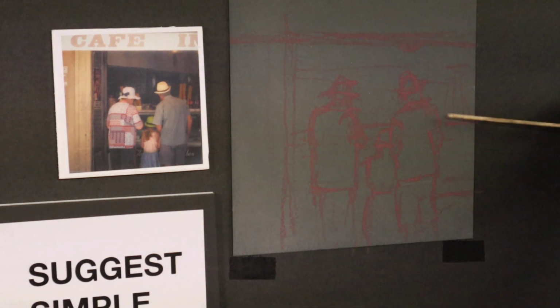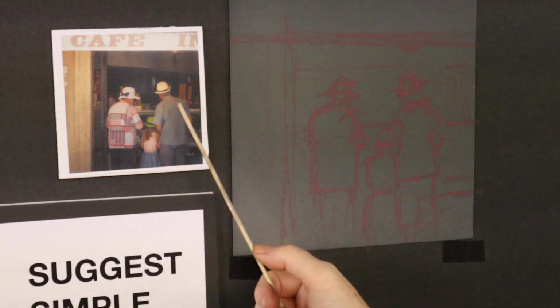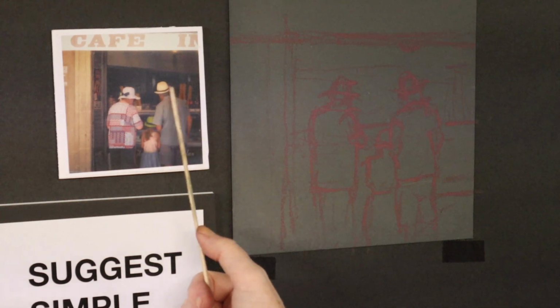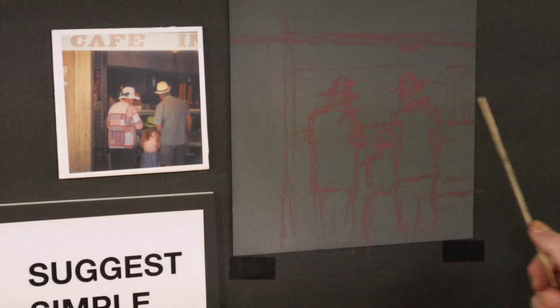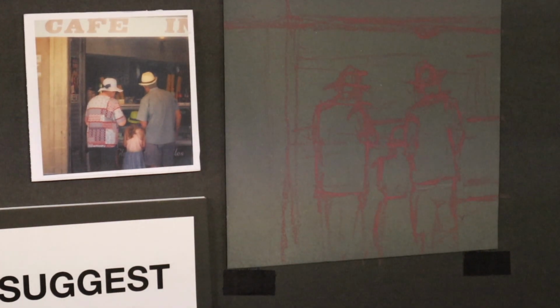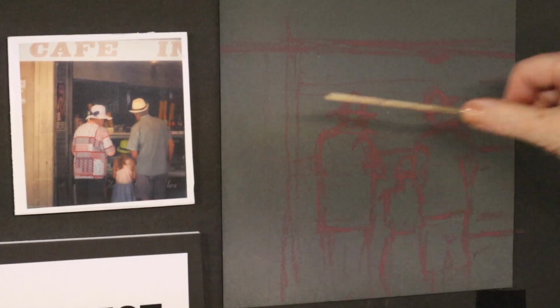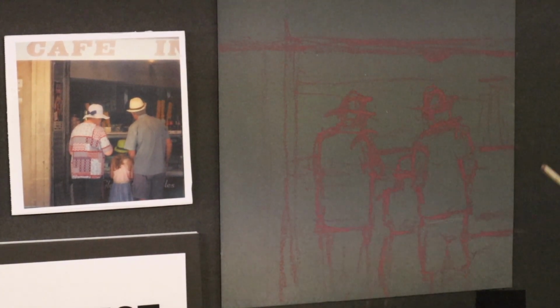So what I do is I just use this bamboo skewer, measure in the photograph, and find things that are similar, and then I make corrections to the drawing. I find it easier to do the freehand drawing first and then make corrections rather than measure and write and put down all the proportions.